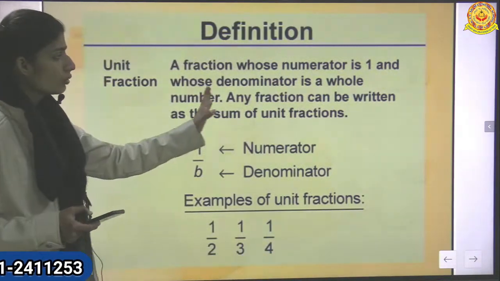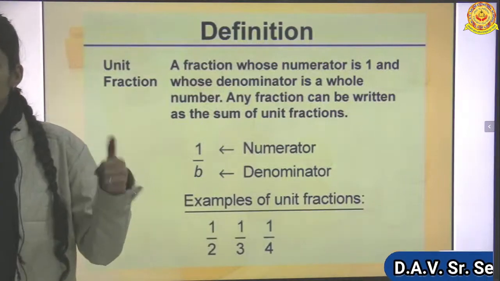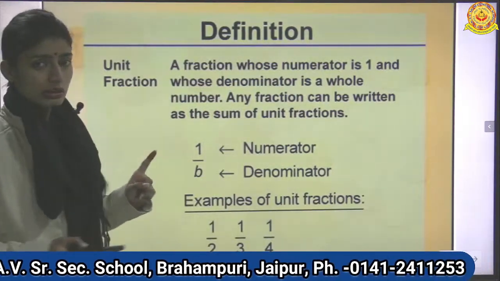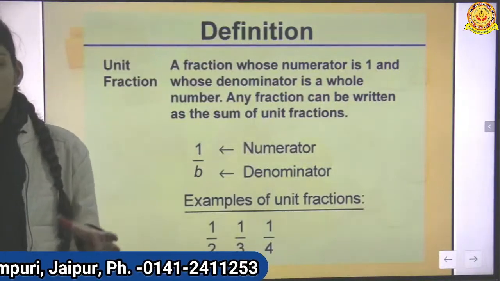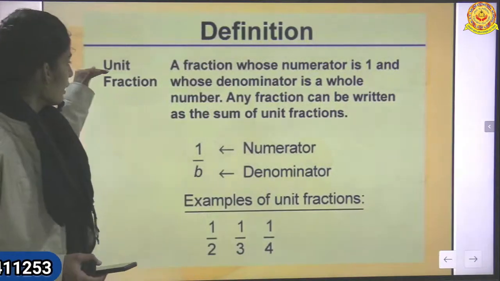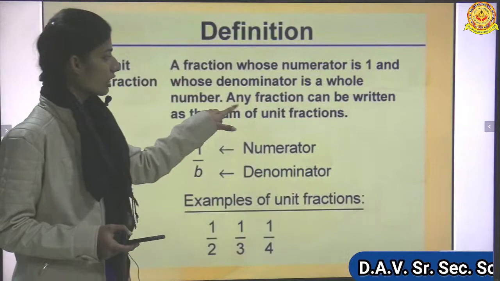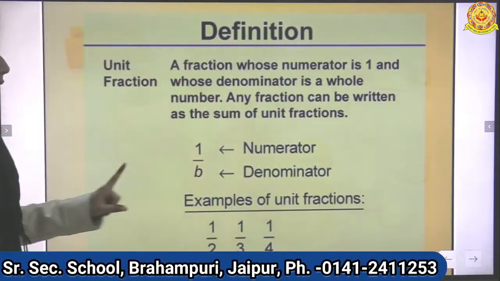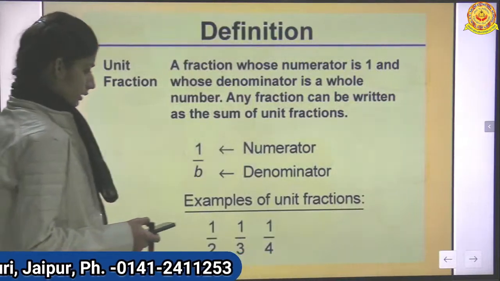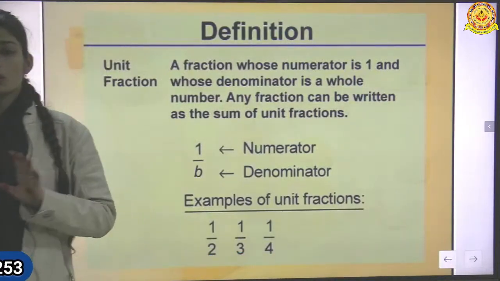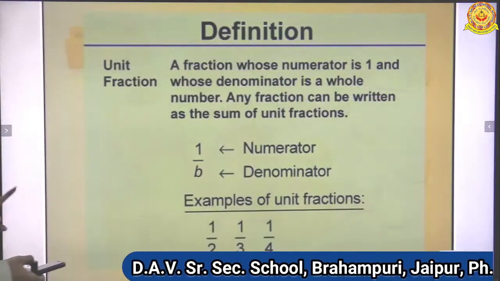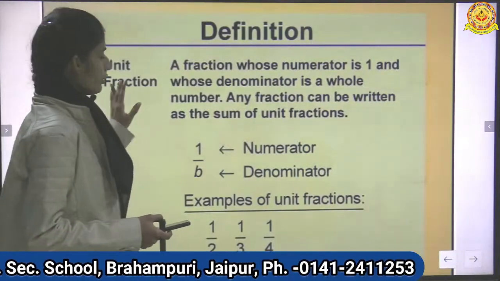A fraction whose numerator is 1. Unit means 1. As we discussed in the unitary method, the meaning of unit is 1 only. So in unit fractions you have to check the numerator, which will be 1 only. If any fraction has 1 as numerator, that is said to be a unit fraction.